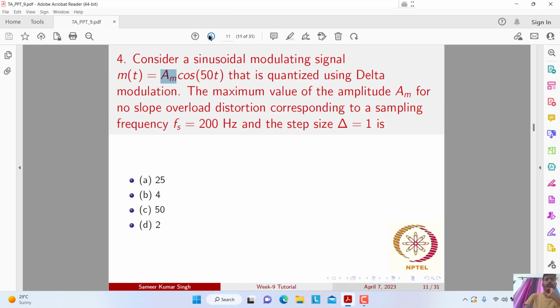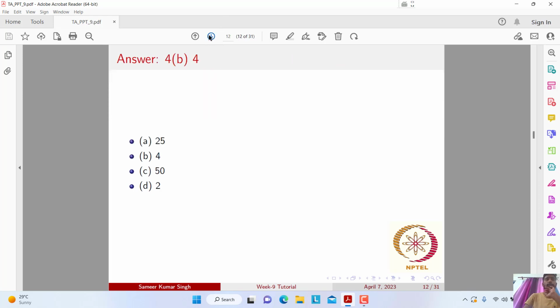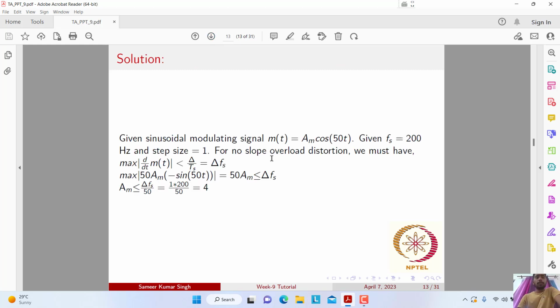Okay, now we'll go for the solution. The answer will be part 4. The condition given is no slope overload distortion. We already know the condition for no slope overload: the maximum value of the derivative of m(t) should be less than delta by Ts.